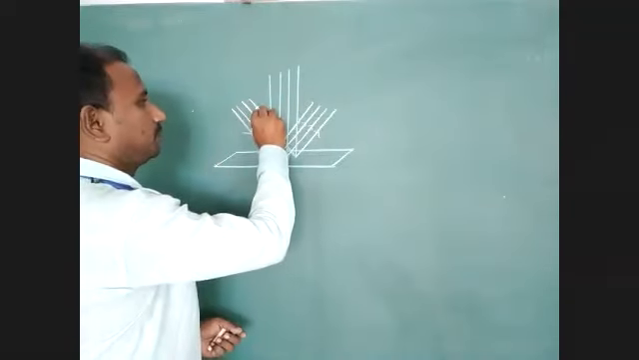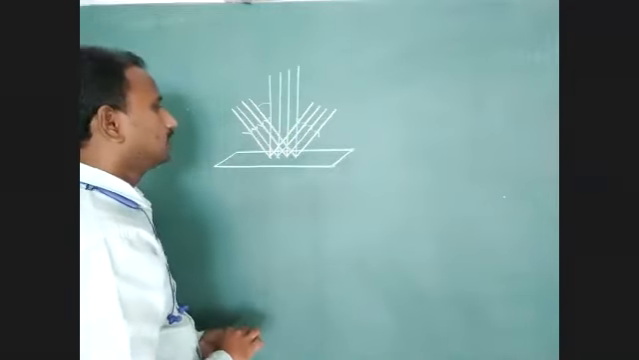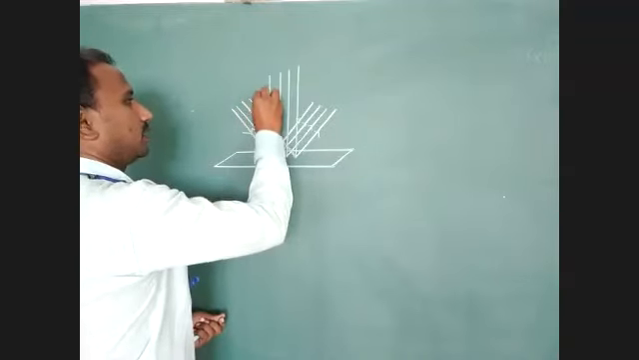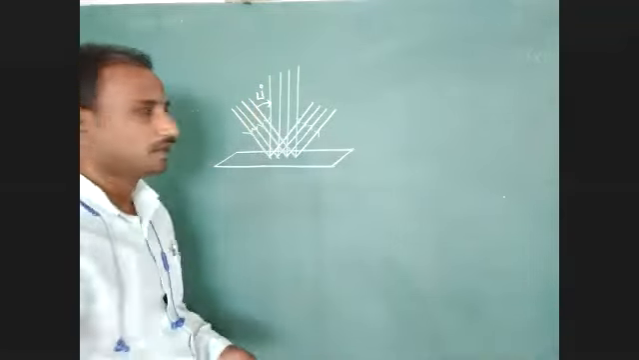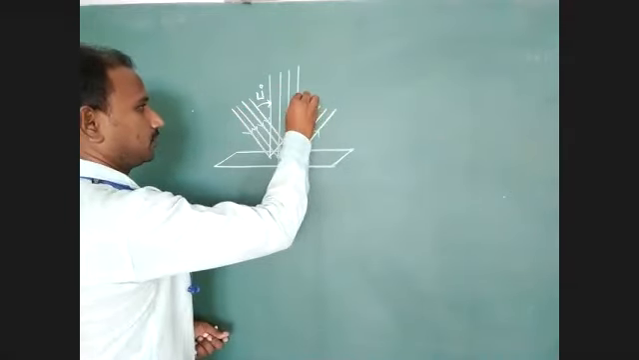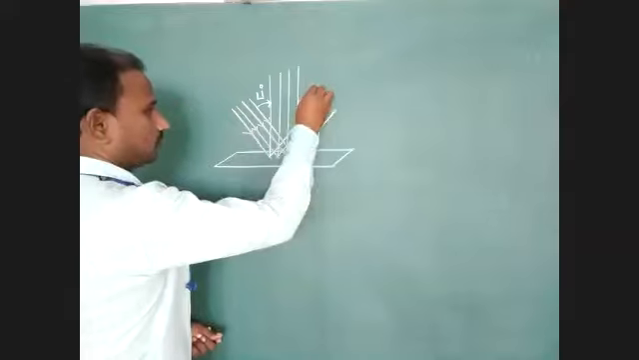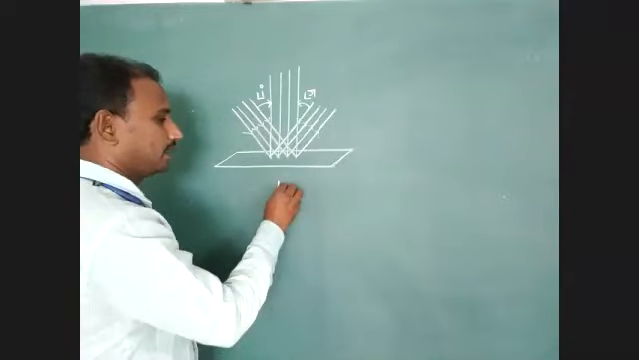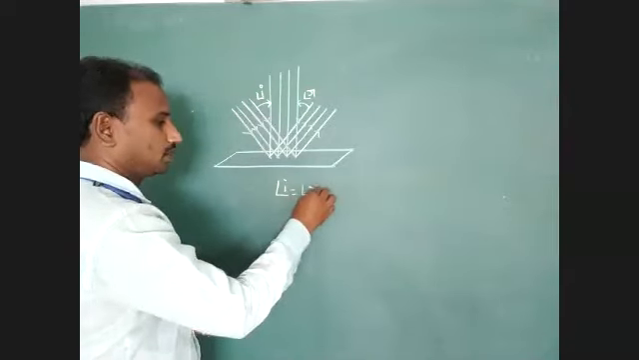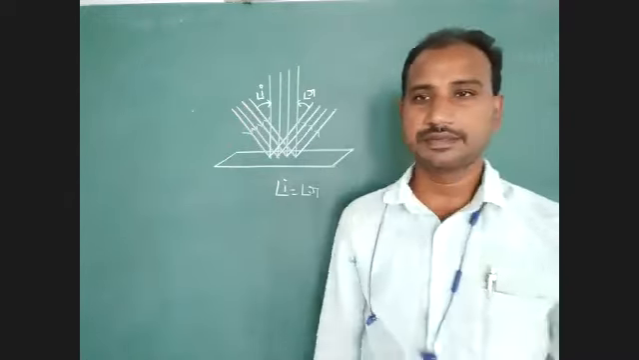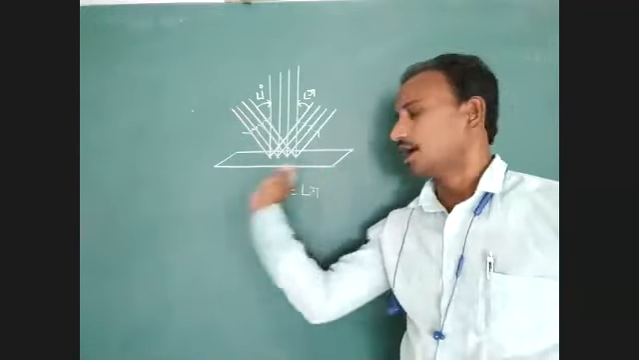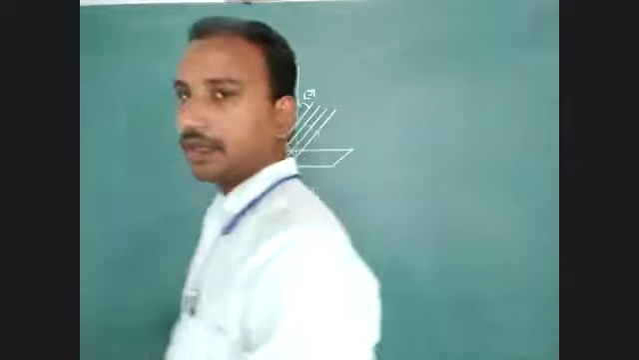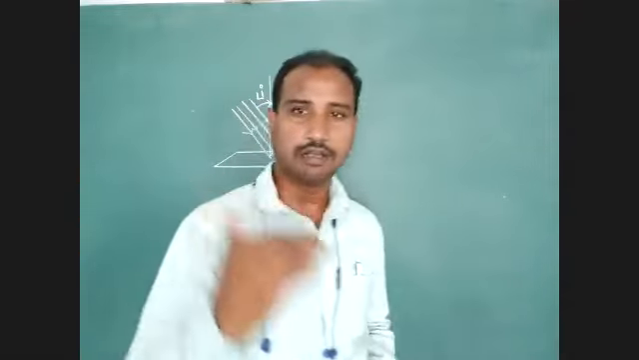Here, the incident parallel beam of light rays makes an angle I with respect to the normal. The reflected ray makes an angle R with respect to the normal. Here, angle I equals angle R. Yes or no? Here, consider that the surface is a highly polished surface. Because of that reason, we are getting regular reflection.